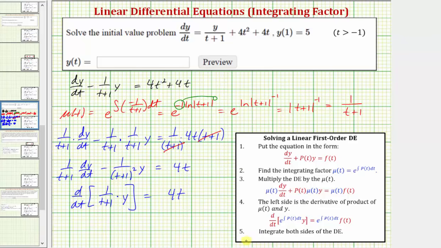So the last step to find the general solution is to integrate both sides of the equation and then solve for y. Once we find the general solution, we can use the initial condition y of 1 equals 5 to find the constant of integration, which will give us the particular solution for the initial value problem. Integrating both sides, we'll have the integral of the derivative with respect to t of 1 divided by the quantity t plus 1 times y dt equals the integral of 4t dt. Let's integrate on the next slide.